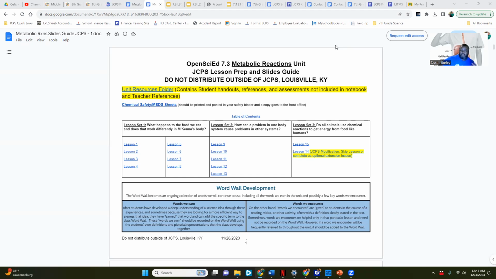How can a problem in one body system cause a problem in another body system? We talked about that towards the end of the last unit, but it was super short, super sweet. It was 2 days where we went over that one slideshow. And then we're going to talk about, do all animals use chemical reactions to get energy from food like humans?